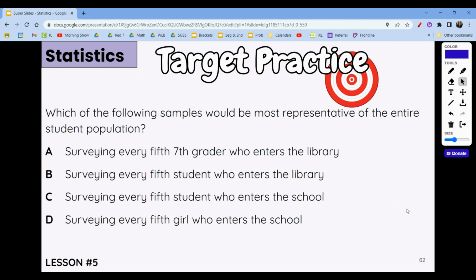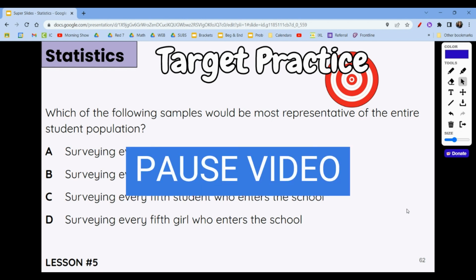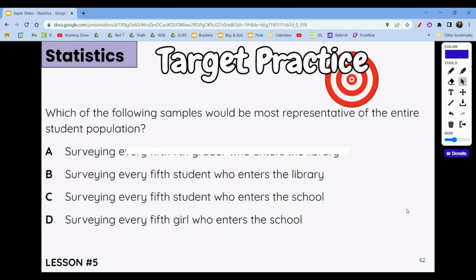Okay, target practice. Which of the following samples would be most representative of the entire student population? A, surveying every 5th, 7th grader who enters the library. B, surveying every 5th student who enters the library. C, surveying every 5th student who enters the school. Or D, surveying every 5th girl who enters the school. Pause the video and see which sample you think is the most representative of the entire student population.